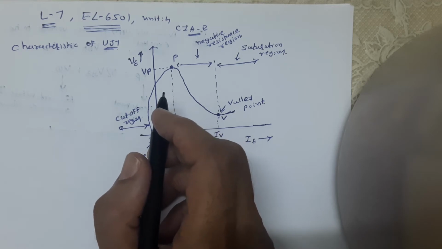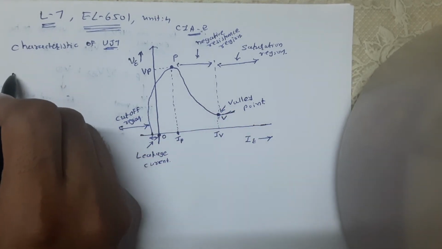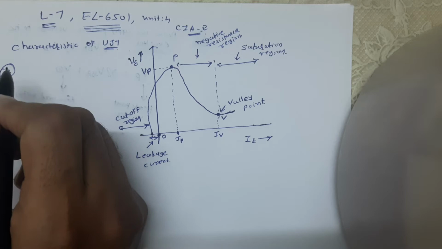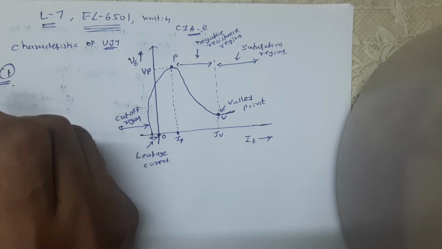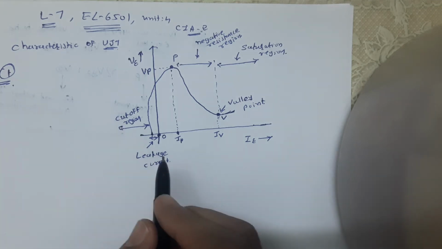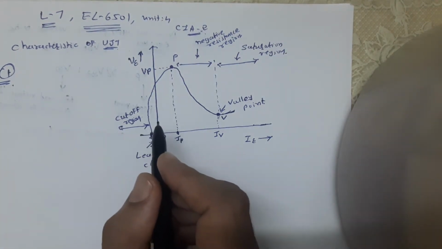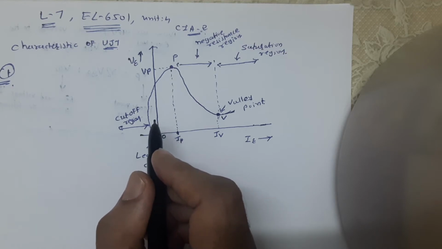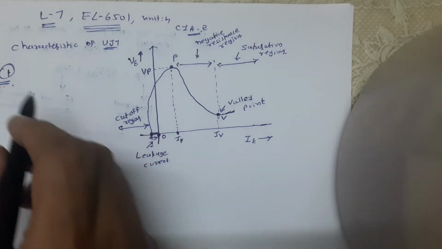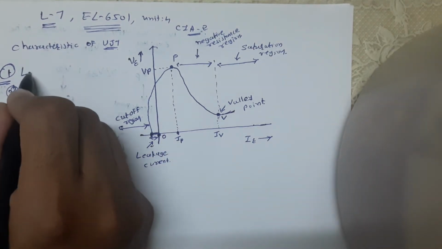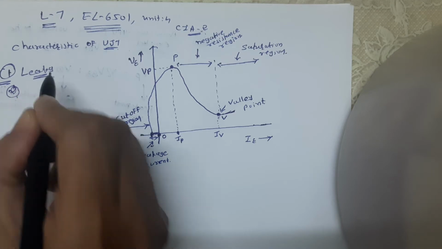The first point here is, initially in the cutoff region, as VE increases from 0, slightly leakage current flows from the terminal B2 to the emitter. This is your leakage current. This current is due to the minority carriers in the reverse bias diode. Therefore the first point is leakage current.